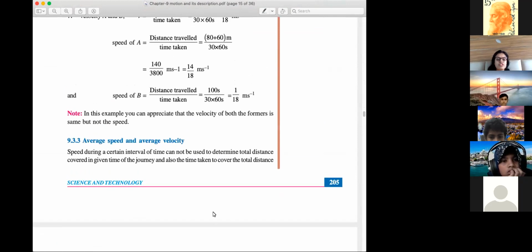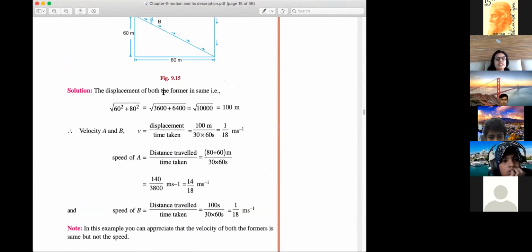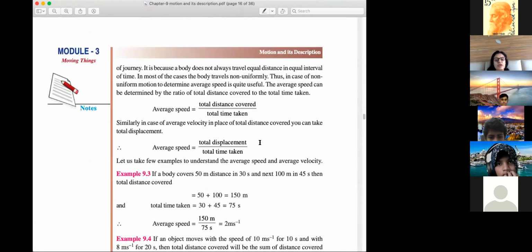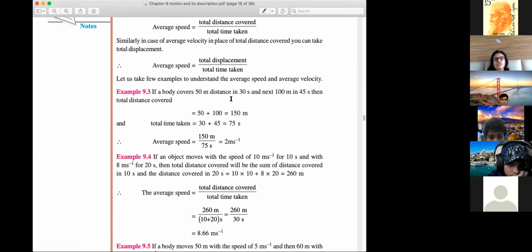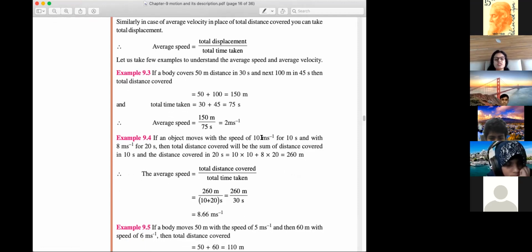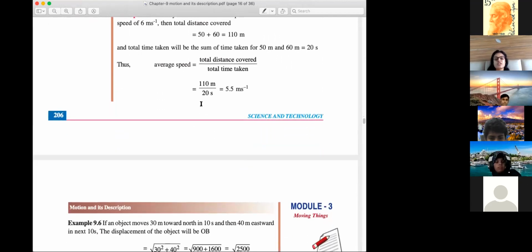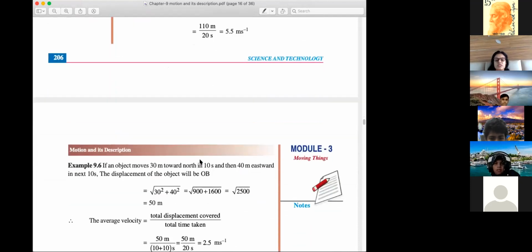Average speed, average velocity. See, here solved examples also you can do. In displacement, we used Pythagoras theorem. So Pythagoras theorem will be asked. Body covers 50 meter distance in 30 seconds. Next 100 meter in 45 seconds. So you will find out total time and total distance. So 50 meter and 100 meter, and time is 30 seconds and 45 seconds. So average speed is total distance upon total time. So similar type of questions are there, which we did in class, but these questions, solved examples, just go through.